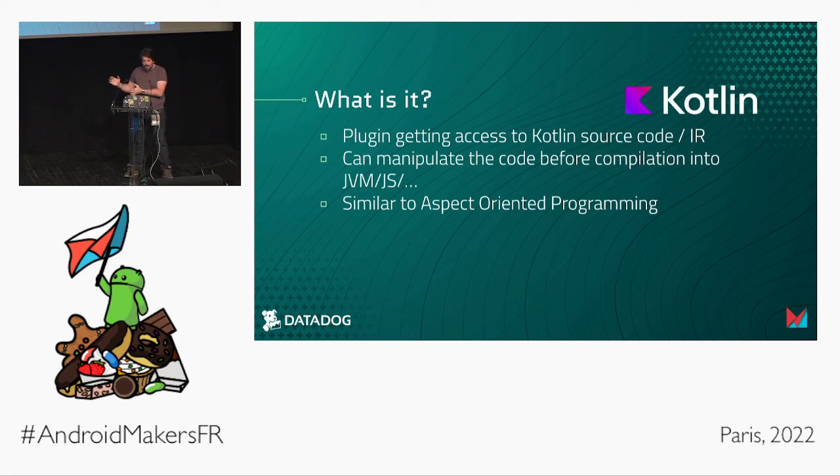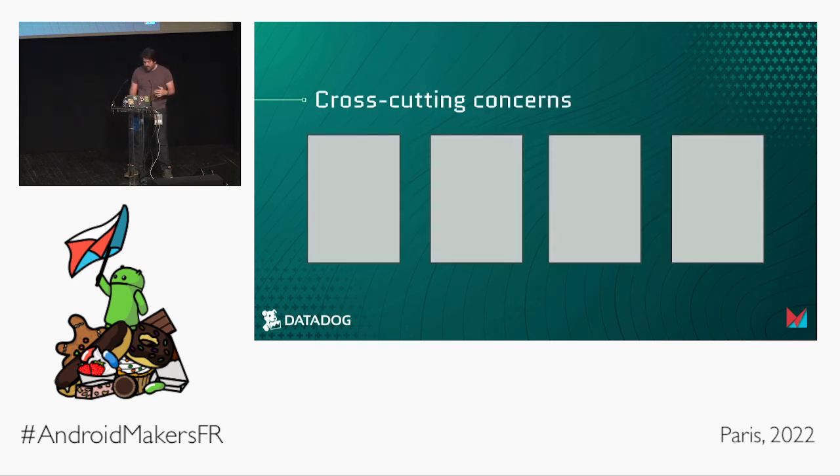You can manipulate the actual source code before it's being compiled. You can manipulate the IR before it's being translated into JVM bytecode or JS or whatever you want. And the way it works is very similar to aspect-oriented programming, meaning that you have lots of classes and you want to add bits of code in specific places.